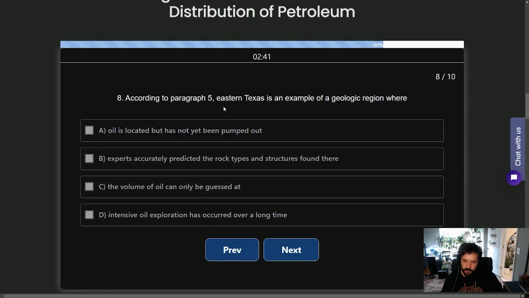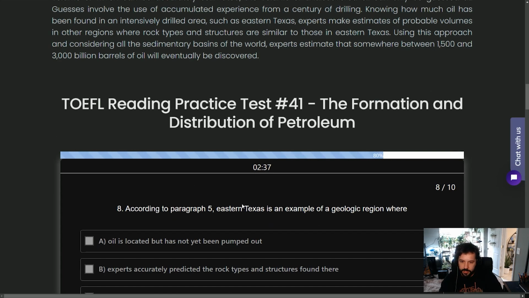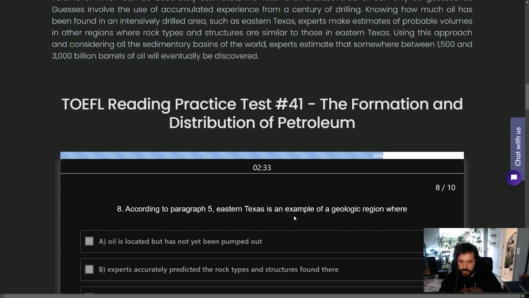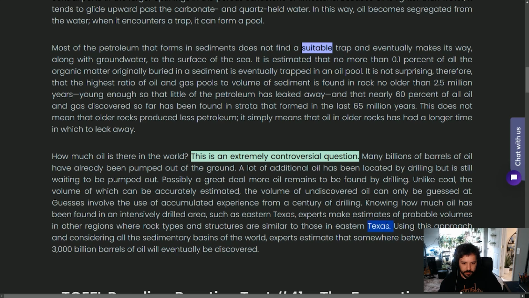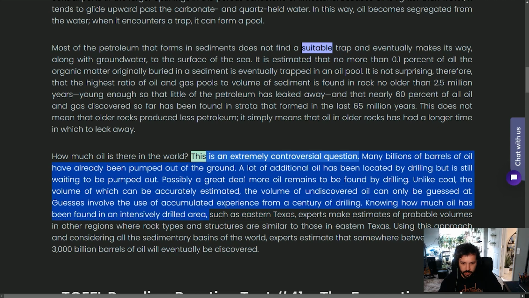According to paragraph 5, Eastern Texas is an example of a geologic region where... So another way of asking this question would be, why does the author mention Texas? Let's go up. You could also use the search option, but imagine we're in the test and we cannot do that. So I'm going to assume it's somewhere around here. I see the capital T. So, such as Eastern Texas. So we are giving Texas as an example for whatever we mentioned earlier.